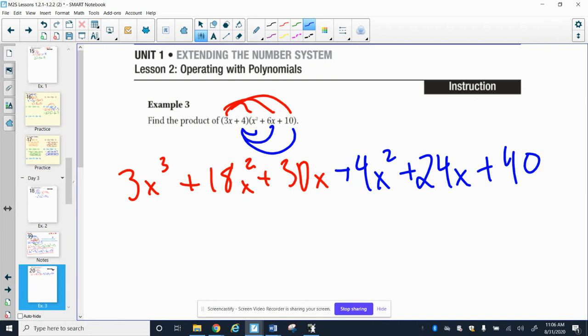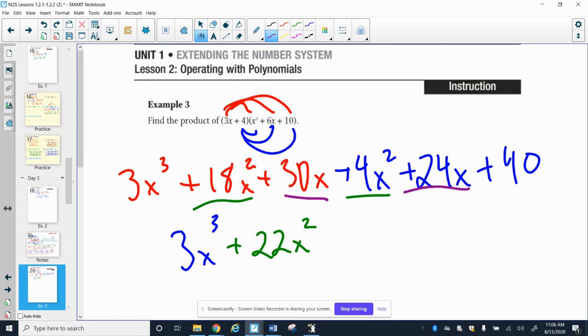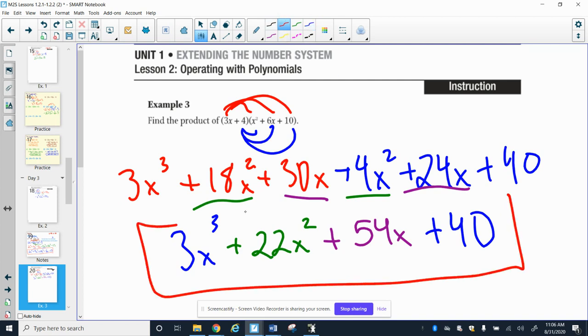We look for like terms. So start with our biggest exponent of 3. There's nothing there. 3x to the third. Let's see. So we have a plus 18x squared and a plus 4x squared. So that would make plus 22x squared. Then if we keep looking, we have a 30x and a 24x. Those together make plus 54x. And then we do still have the plus 40 at the end. Okay, so that would be our fully simplified answer.